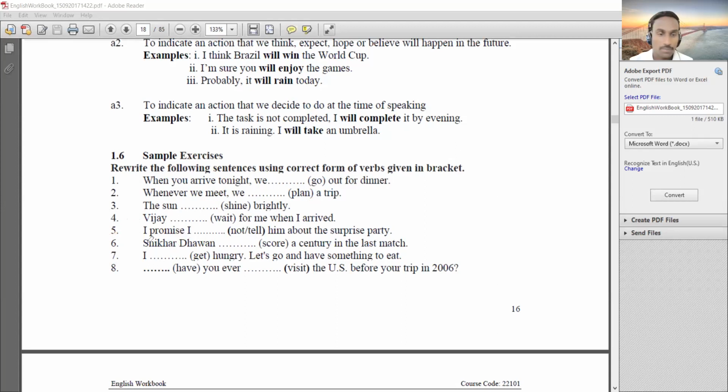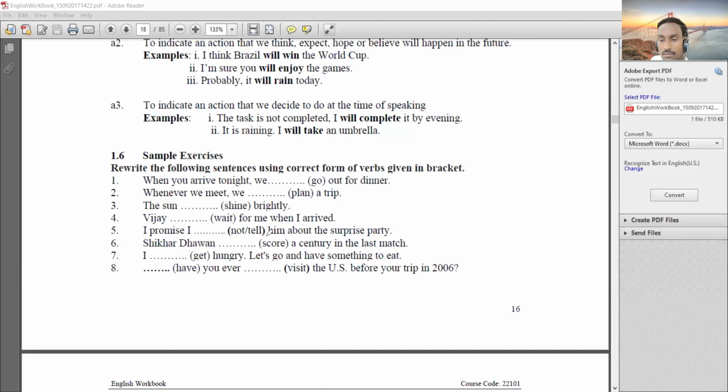So here, I promise. I make a promise that I will not tell about the surprise party. I will not tell. So that is going to be simple future. And because we're talking about a surprise party, which is going to happen, and about it I will not tell anyone, this is a promise. So therefore, the first one is in simple present, and the second one we have to consider simple future. So therefore, here: I shall not tell. Either is fine, shall and will, because after I we can use shall, we can use will. So you can say I shall not tell him or I will not tell him.